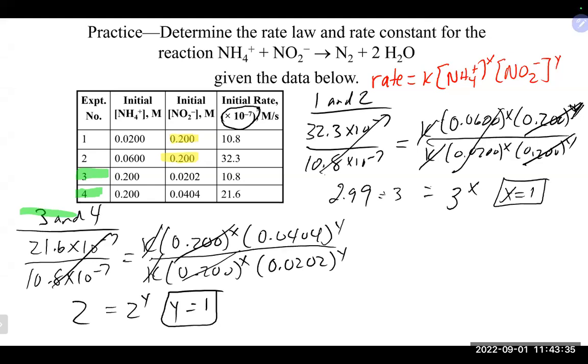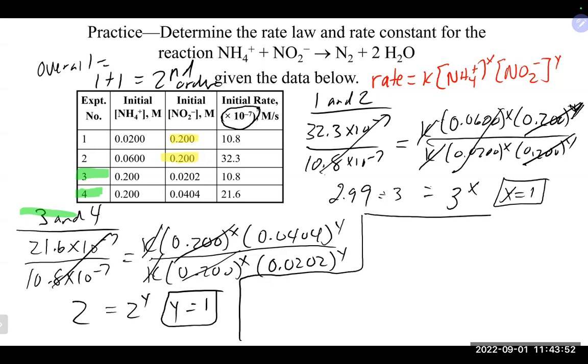Now that we have the orders here found experimentally, we know that the overall order here is going to be 2. 1 plus 1 is second order. We could write our completed rate law. And that would be the rate is equal to K times NH4 plus times NO2 minus. Once again, here we're going to rearrange this and solve for K. And K in this case would be the rate divided by those concentrations.